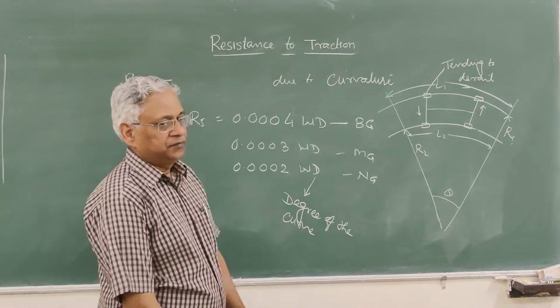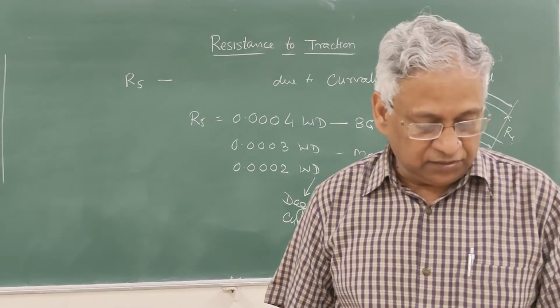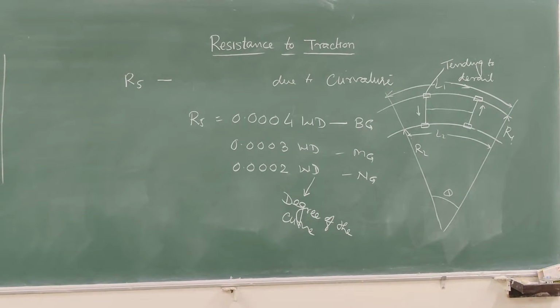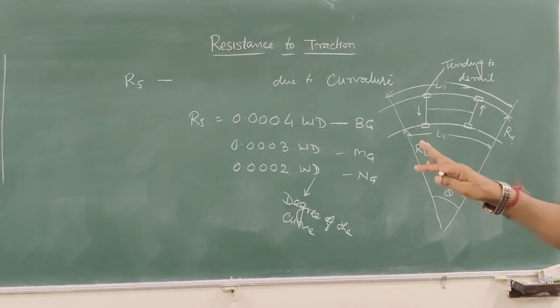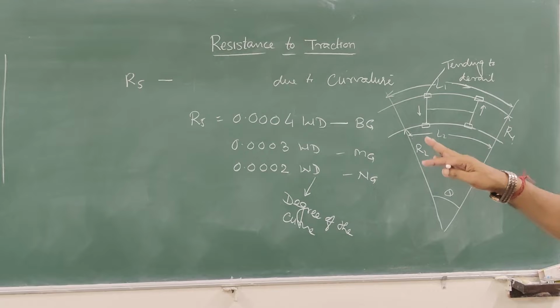Degree of the curve. So that is how we calculate resistance due to curvature. So these are 5 prominent resistances which are offered to the movement of a train.